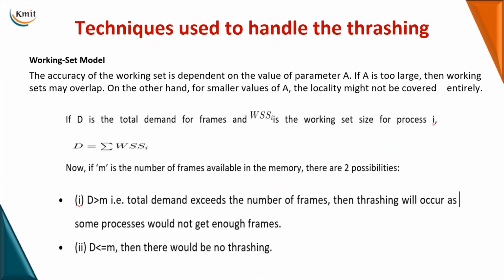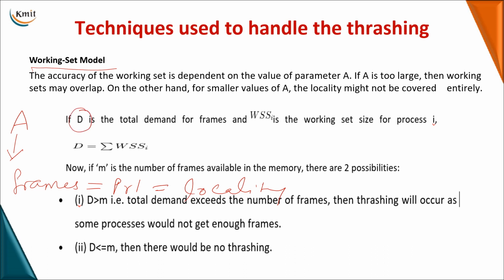How can you overcome this thrashing? That can be done by using two models. One is the working set model, where you identify a parameter A, where A defines the number of frames required for one particular process, based on the principle of locality. Based on these values of A, you calculate D. D is nothing but the summation of WSS. This is the working set model.